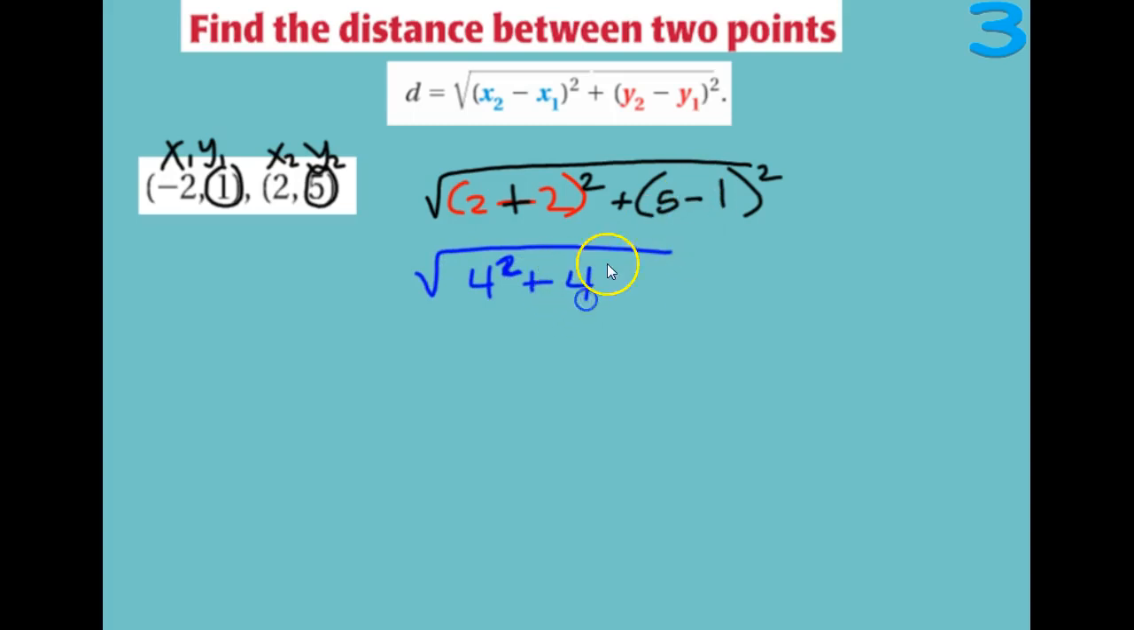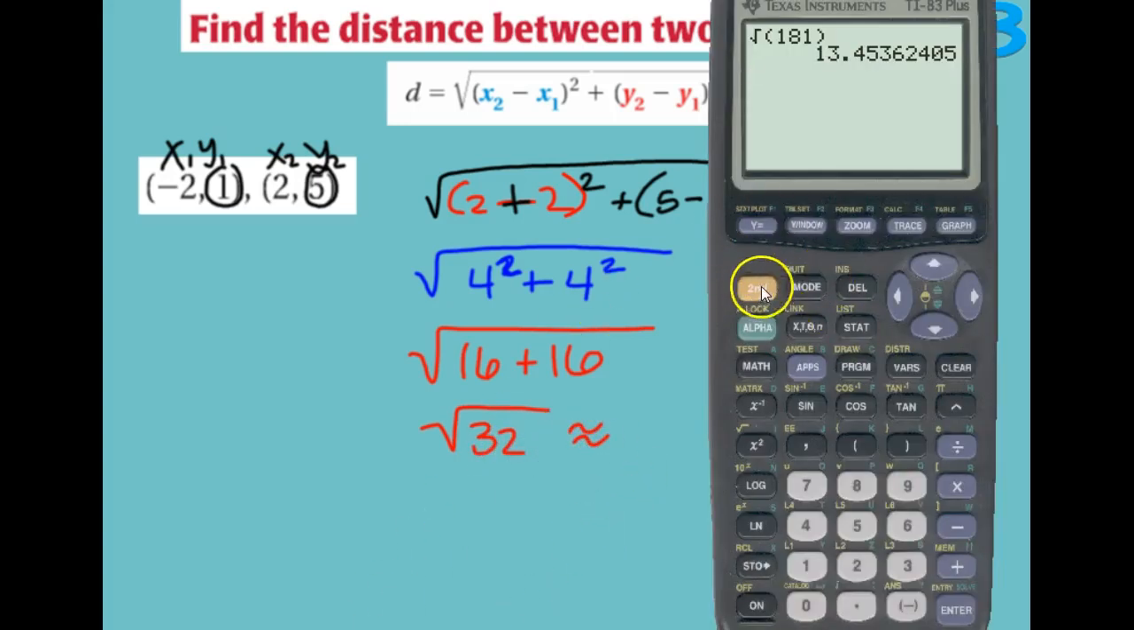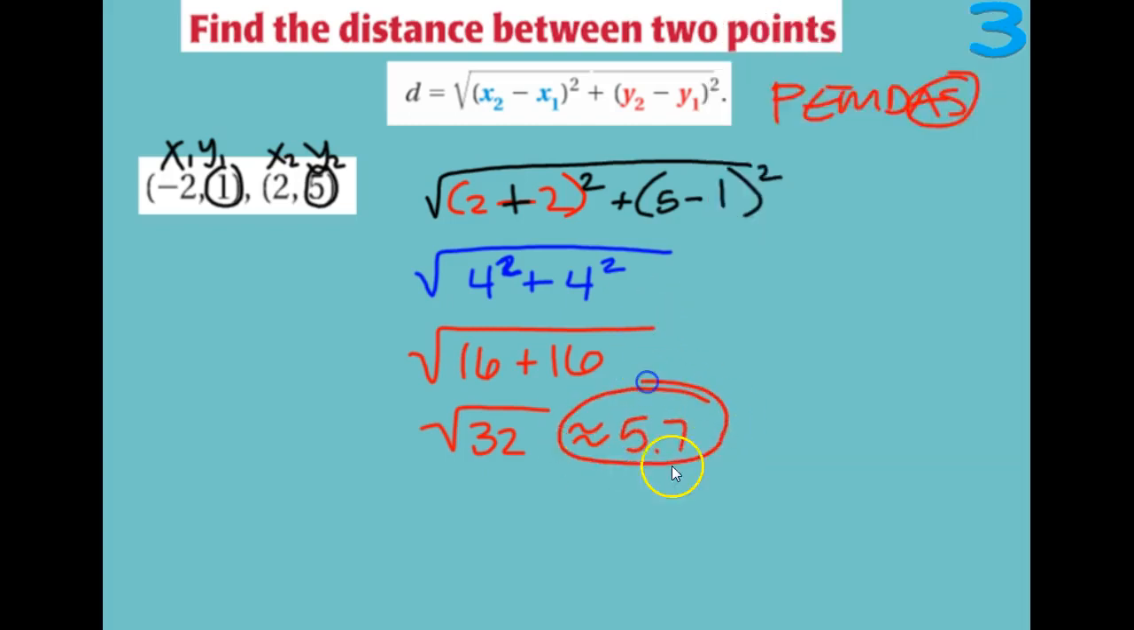And then 5 minus 1 is also 4, so there's another 4 squared. You can't add 4 plus 4 and make it 8 squared because we have to do our order of operations. Our exponent comes next. You can't add and subtract yet. So 4 squared, 4 times 4, is 16. So 16 plus another 16 is really the square root of 32, which is not a perfect square, so let's evaluate that. The square root of 32 is about 5.65, or 5.7 if we round up.